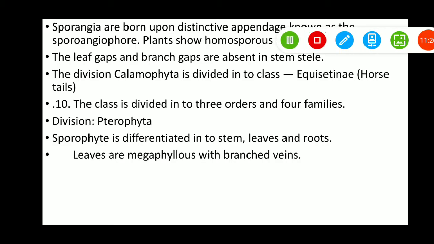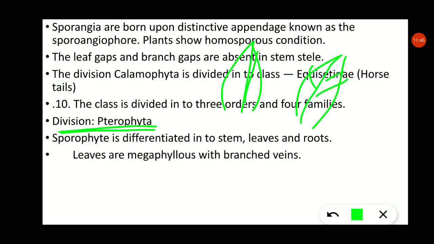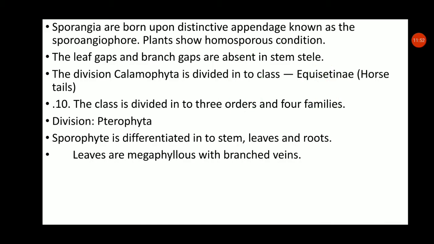As you see, in the other divisions, the leaf is a single-veined leaf. But the members of the division Pteridophyta have megaphyllous leaves with branched veins. They have the branched vein. This is the distinguishing character.